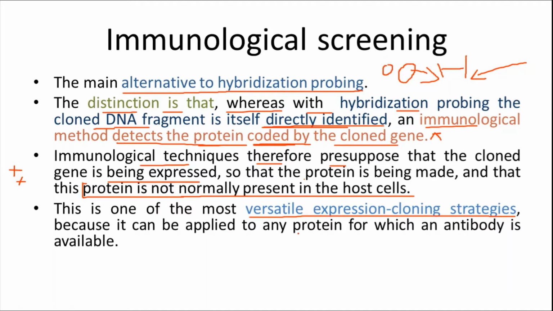But it has some big problems, so I will explain with the slides. We need the corresponding antibody, and only then can we select the recombinants. Similarly, with a probe, we select recombinants by the hybridization probing method. Here, corresponding antibodies are needed, and the expressed protein acts as antigen.